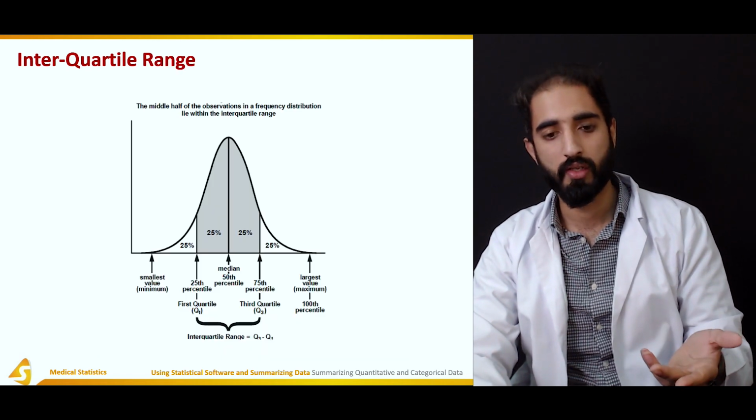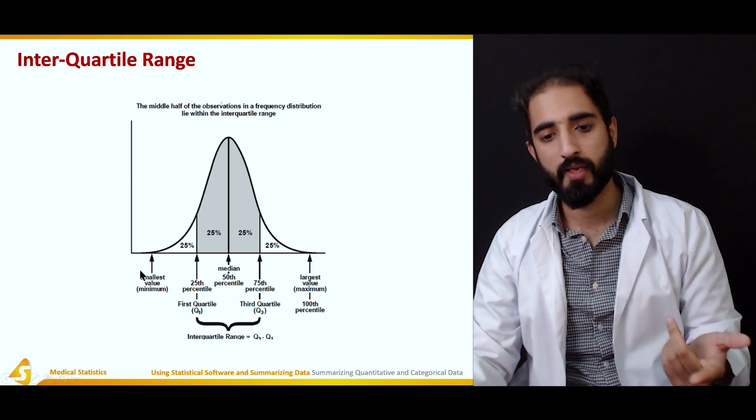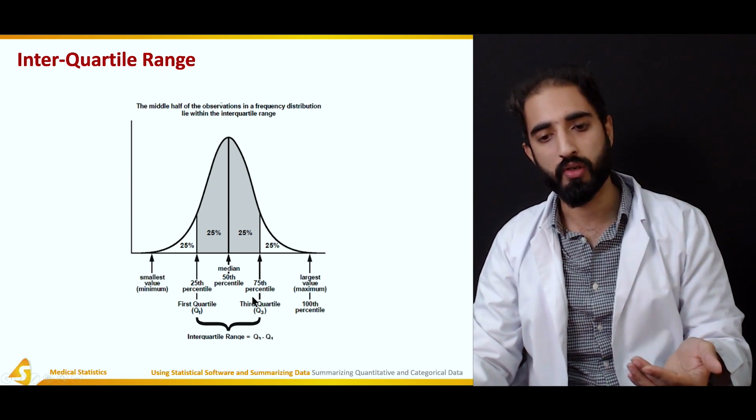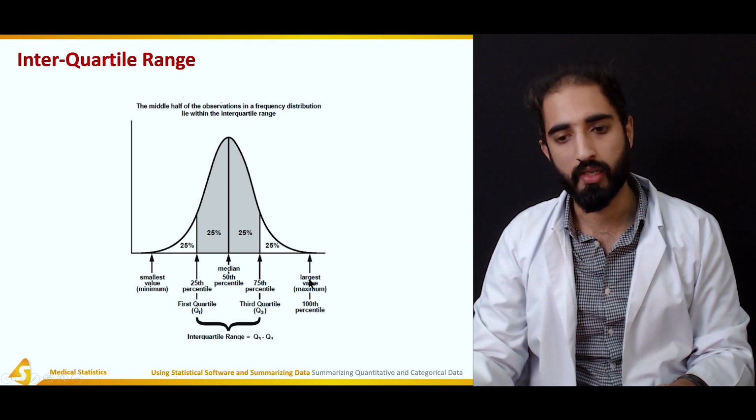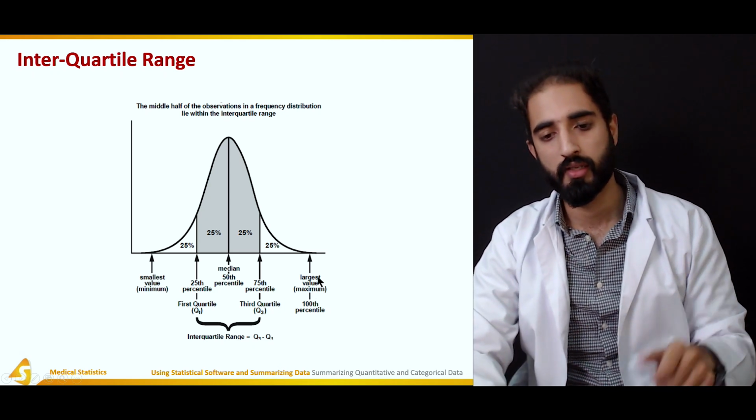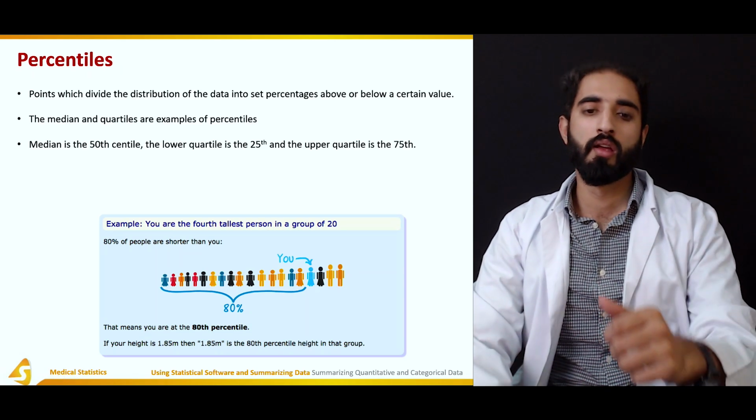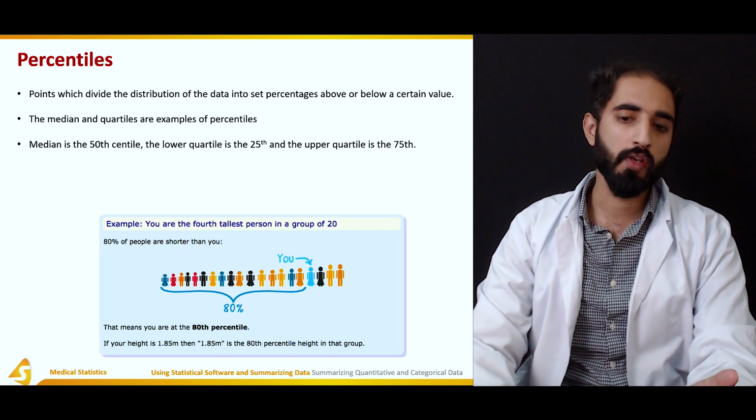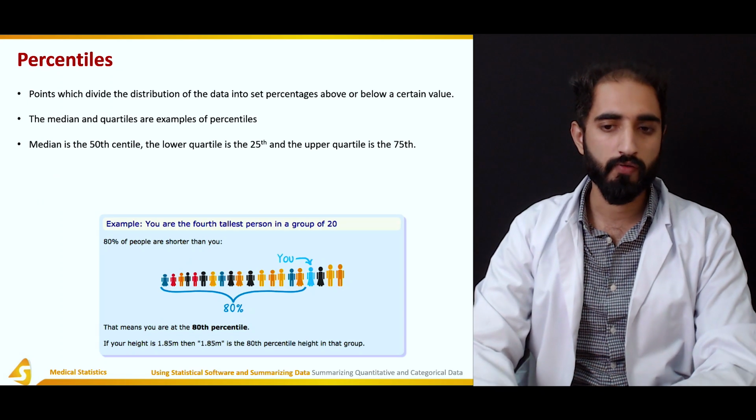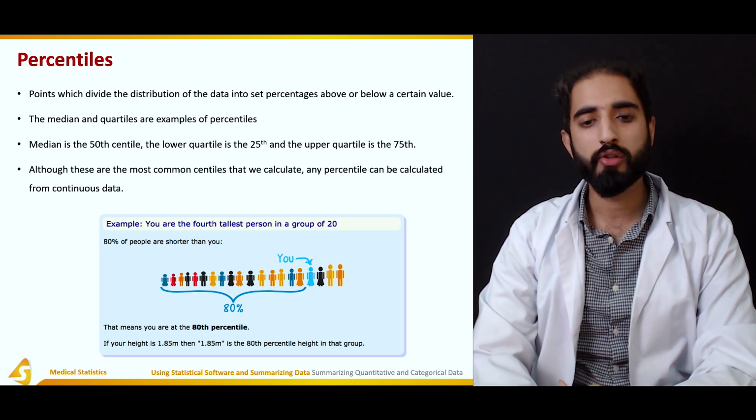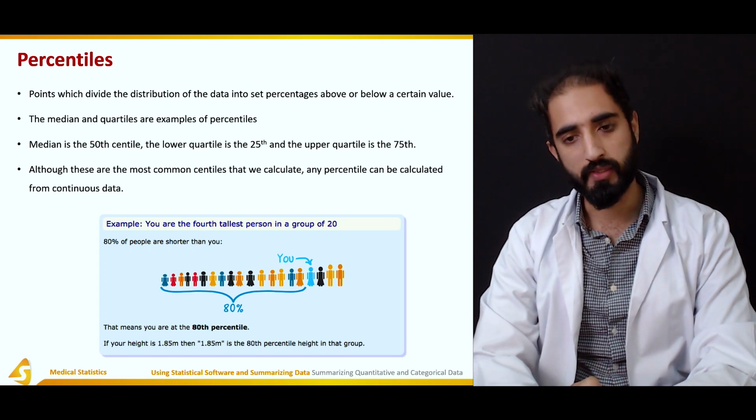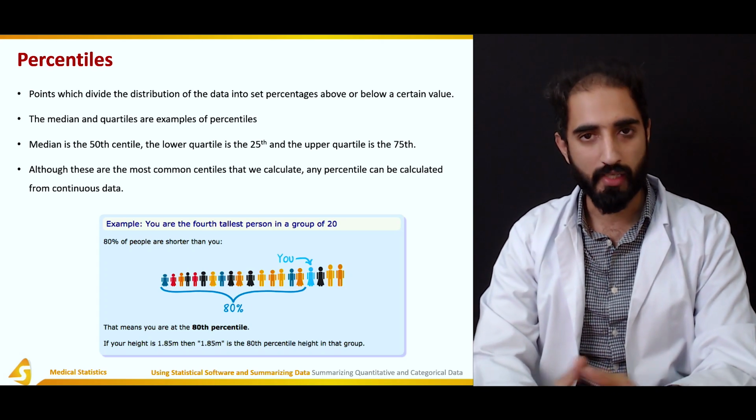First quartile on here you can see 25%, third quartile on the 75%, and the largest quartile, and so on. So things like that. So median is the 50th percentile, lower quartile is the 25th percentile, and upper quartile is the 75th percentile. Although these are the most common percentiles that we calculate, any percentile can be calculated.